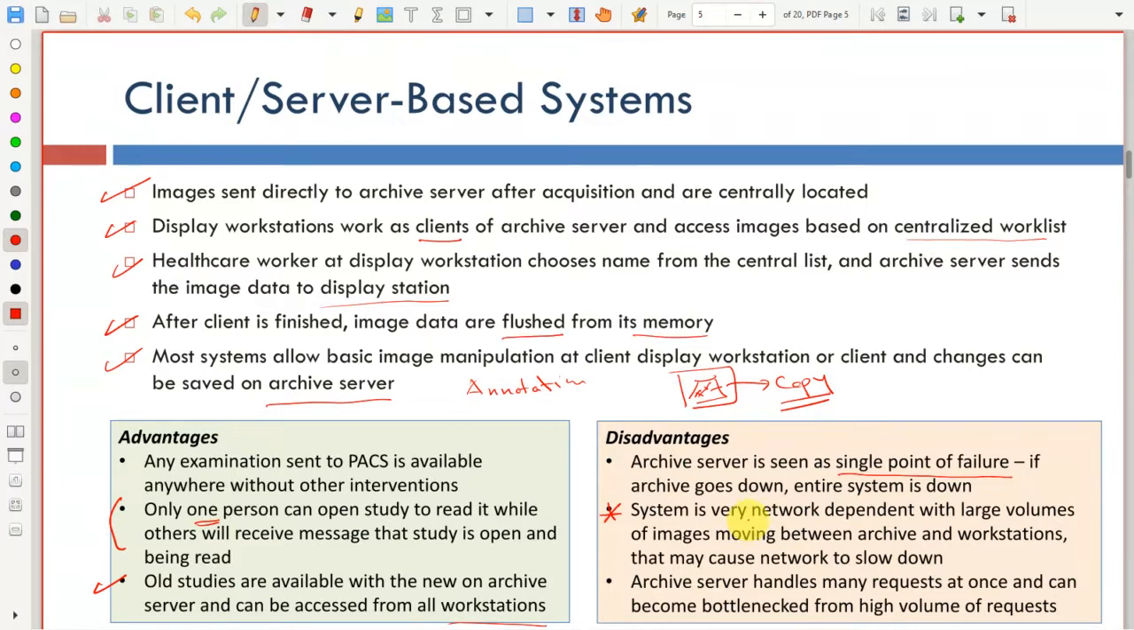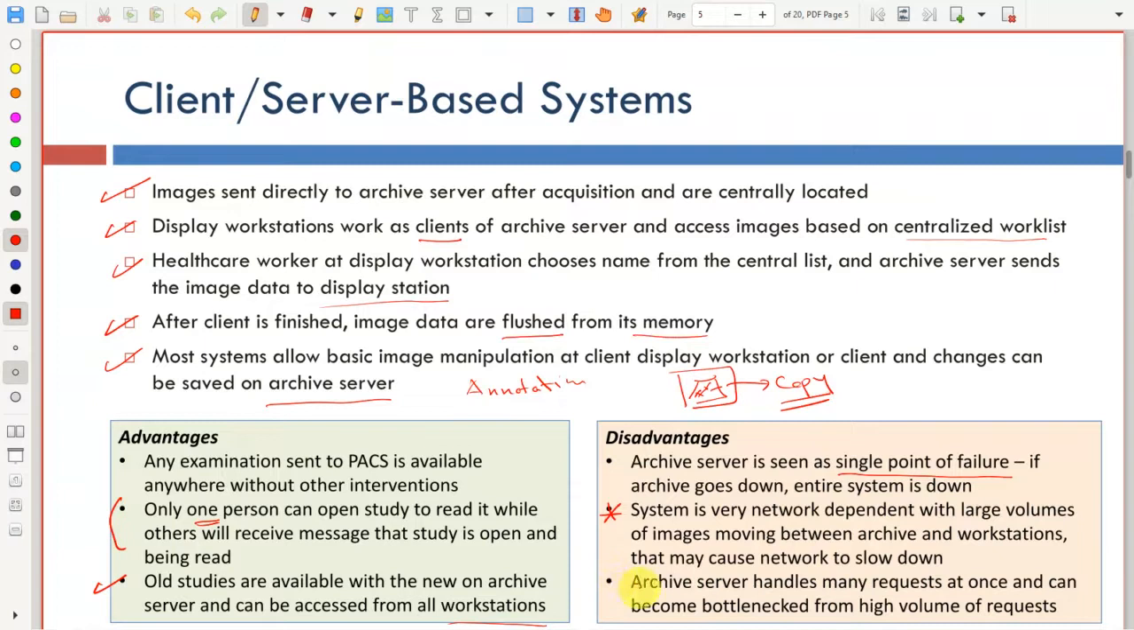So the kind of networks used here must be carefully designed. If the network is working properly, then the system will work very well. Otherwise, if you have any network problems, then you might have problems, and the network would slow down everything with it.